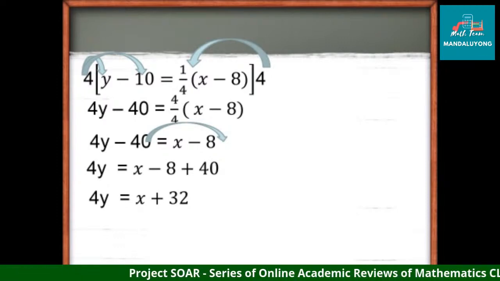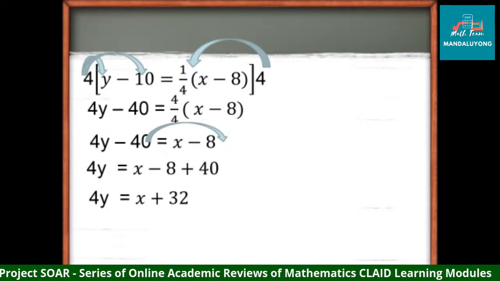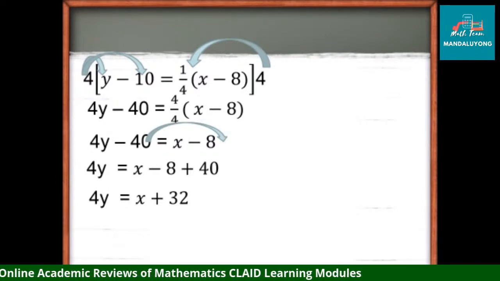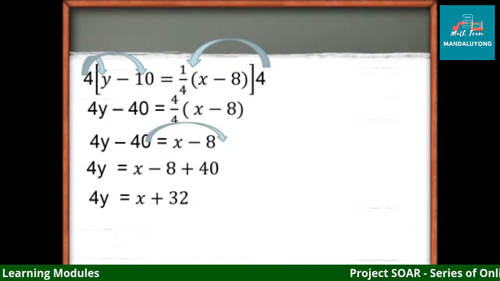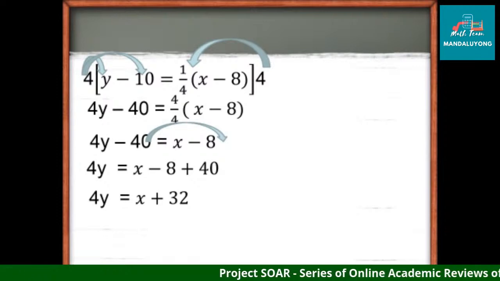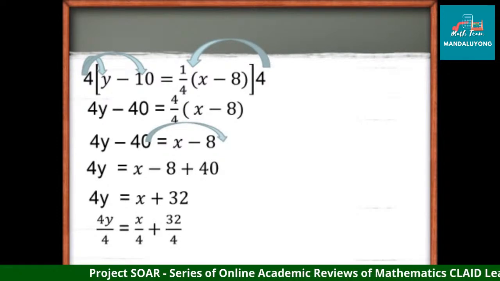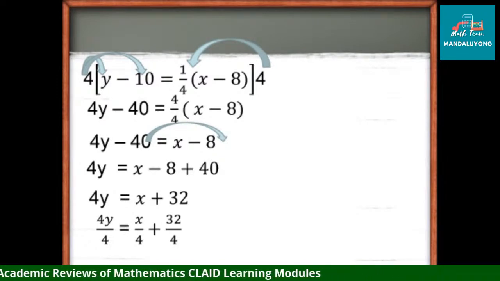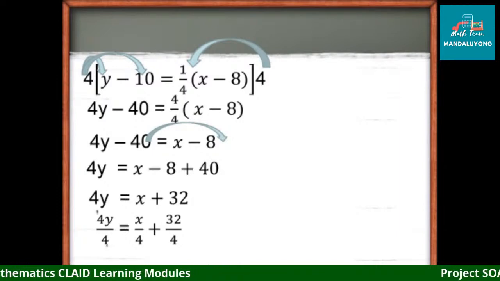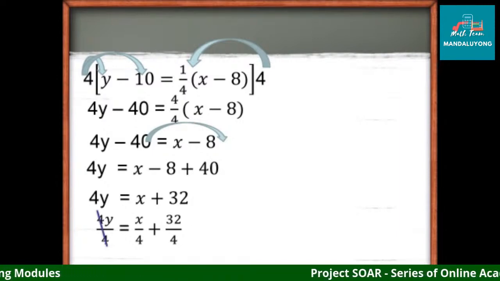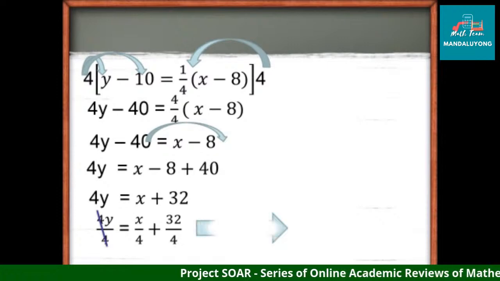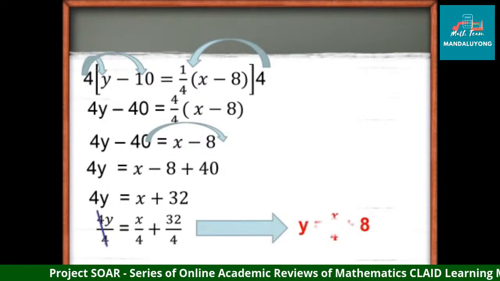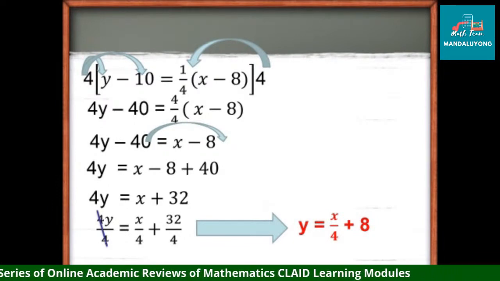Going back to our problem number 2, we need to determine the equation in slope-intercept form. We need to divide each term of this resulting equation by 4. So 4y divided by 4 is equal to x divided by 4 plus 32 divided by 4. We will cancel out 4 in y. And the result is y equals x over 4 plus 8.